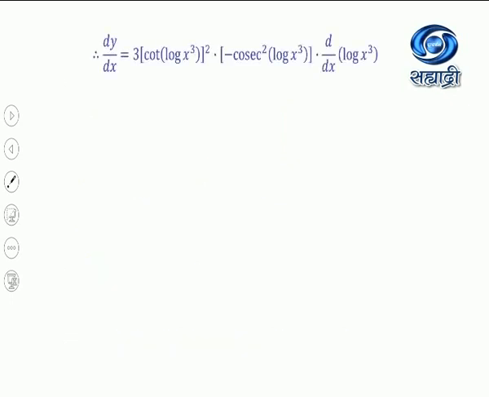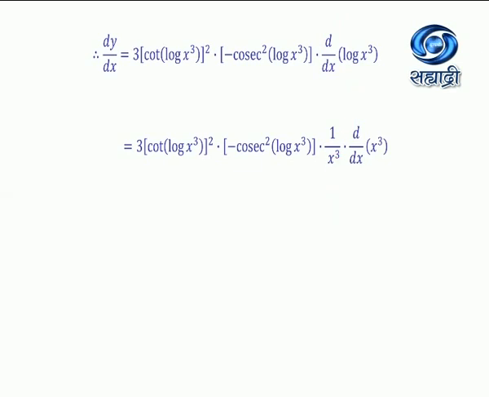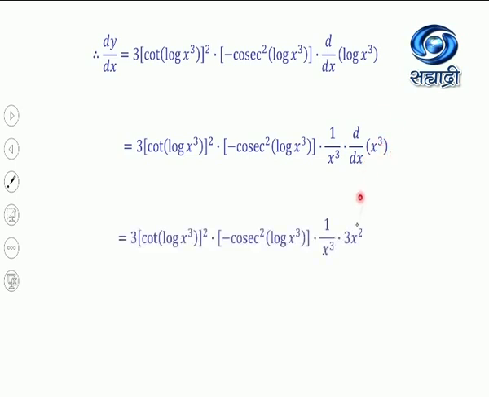So our next step is, see here, this is our previous step. Our next step is derivative of log of x cube. You know derivative of log x is 1 upon x. So derivative of log of x cube is 1 upon x cube into derivative of x cube. Now what is derivative of x cube? That is 3x square. So see in our next step, that is 3x square. Now this part remains the same here. So you observe this thing.